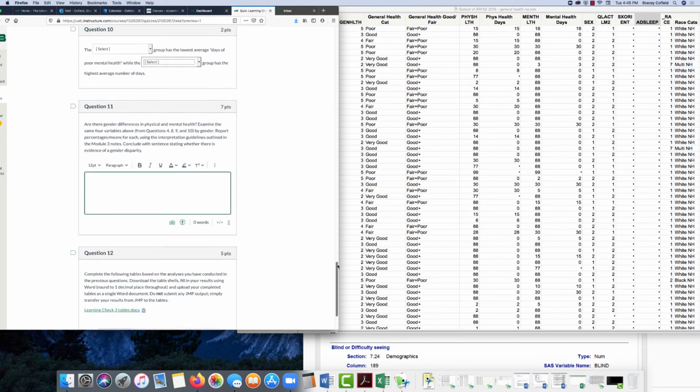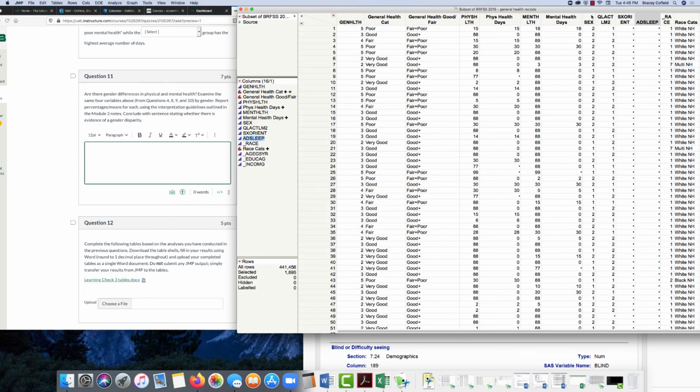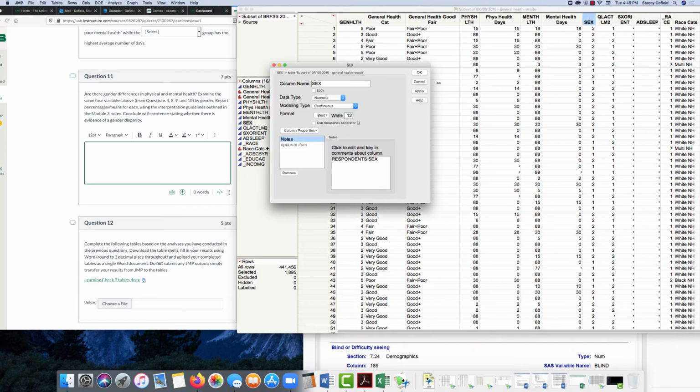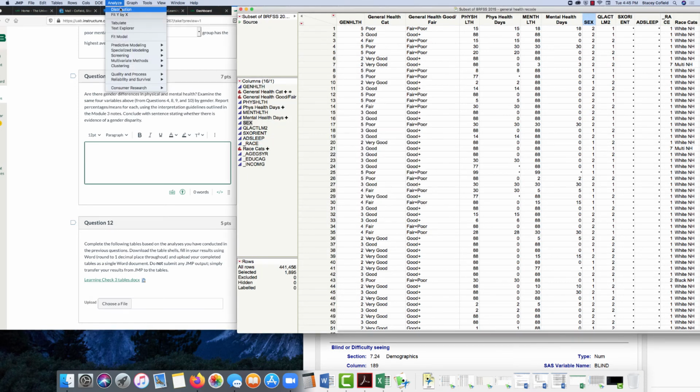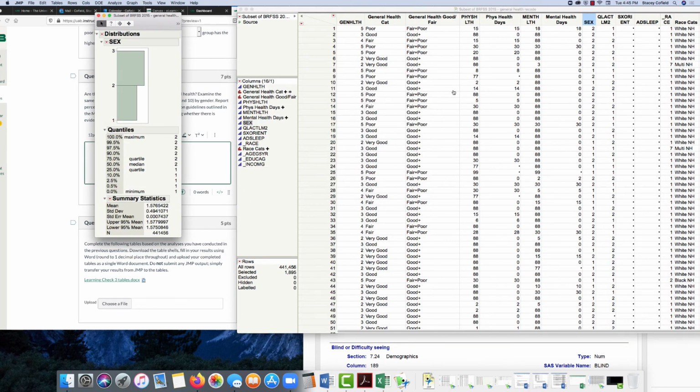Then it wants to know by gender. Are there gender differences in physical and mental health? So look at the same 4 variables as you did above. So we want to look at the good and fair health. We want to look at the quality days that we've recoded. We want to look at physical health and mental health days by gender. Sex here is listed as a 1 and a 2. If I go to analyze distribution and do a distribution on sex, it's going to tell me my average sex is 1.6. That doesn't mean anything.